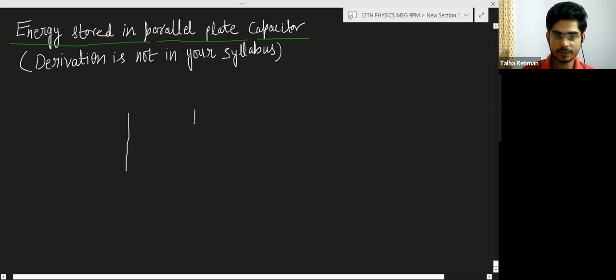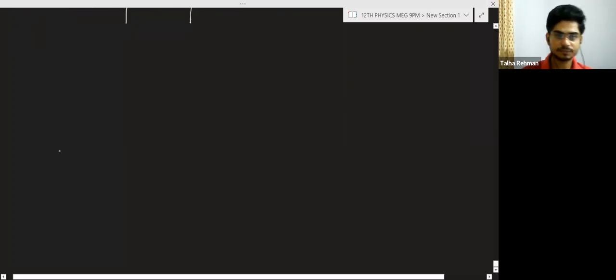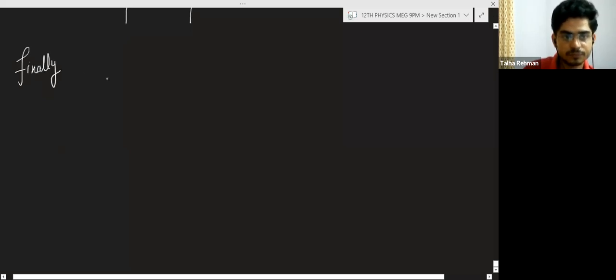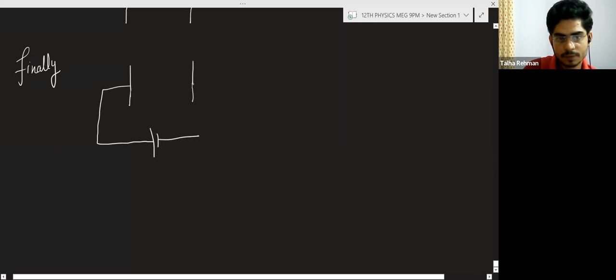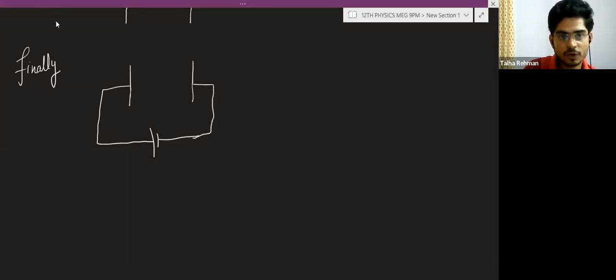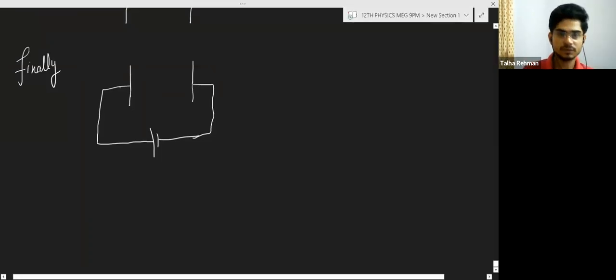So this is a parallel plate capacitor. Initially, there is no charge on the plates. And when we connect this capacitor with a battery, what will the battery do? The battery will provide charge to the capacitor, means the battery will charge the capacitor. This is the positive plate of the battery, so this plate gets positive charge, and this plate gets negative charge.